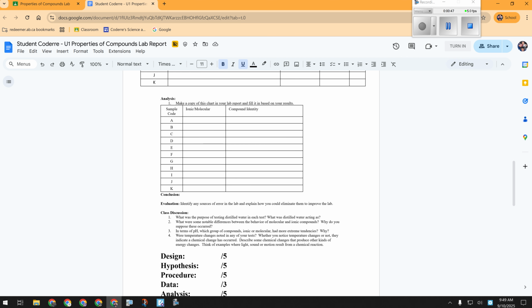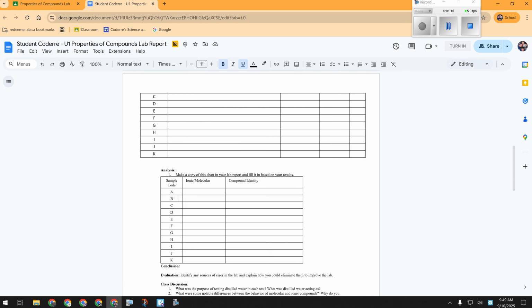So you'll just say, well, was compound A ionic or molecular? Which test tells you that? The conductivity test. So that's an easy one. Just ionic. You can even just go with that. And then over here, that's the compound identity. That's the part where you've got to think a little bit and go, well, if I know the physical properties of water, I could probably determine which one of the unknown compounds was water.